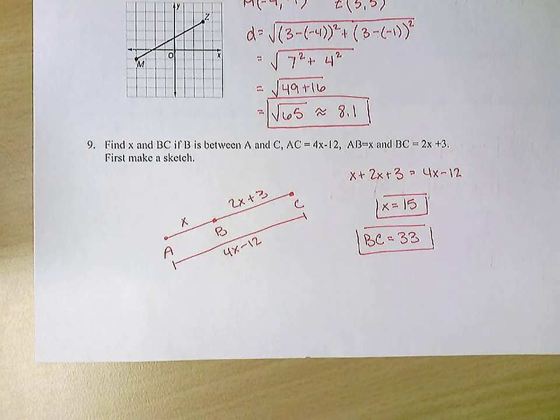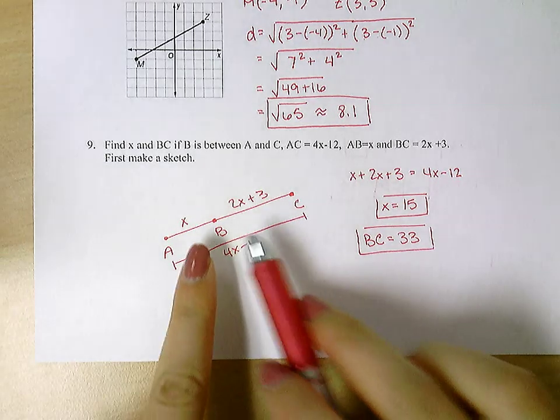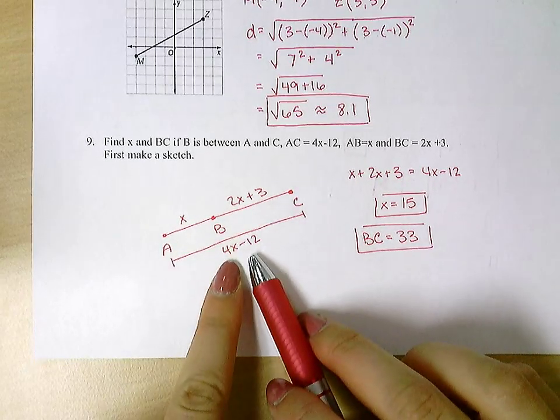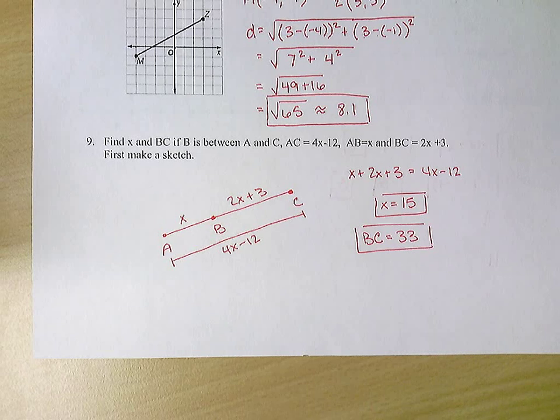All right, those of you who are just finishing up number 9, you should get x is equal to 15 and BC is equal to 33. So you want to add those two smaller segments together, set it equal to the larger. And I know most people were done or finishing up that problem.